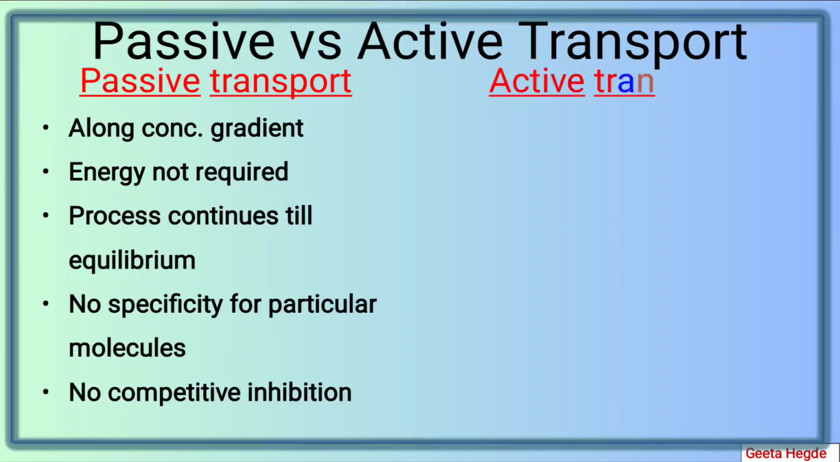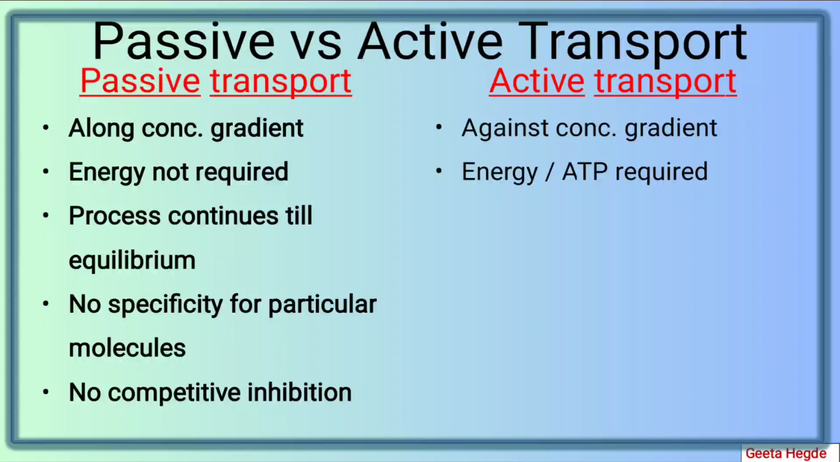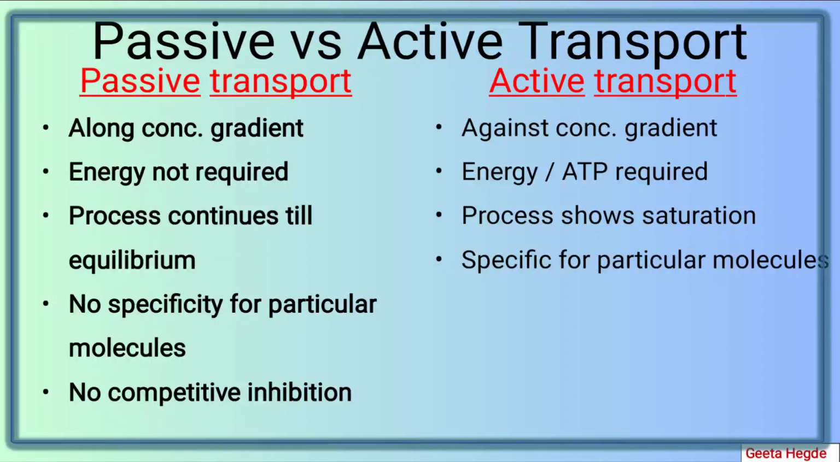As opposed to this, active transport is always against the concentration gradient. Here energy or ATP is required. ATP undergoes hydrolysis, and the energy released from hydrolysis of ATP is used to produce the conformational change in the carrier protein. This is also known as uphill transport, and the process shows saturation. There is specificity for particular molecules and ions, and this also shows competitive inhibition.